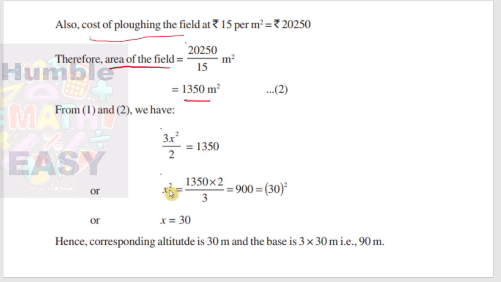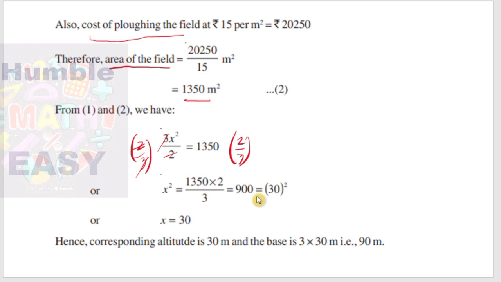Then again, we are going to divide both sides by 3/2 for us to be able to leave the x here on the left side of the equation, because we're going to cancel it out. So we now have x squared as the remaining value on the left side, which is equal to 1,350 times 2 all over 3, and we come up with 900.